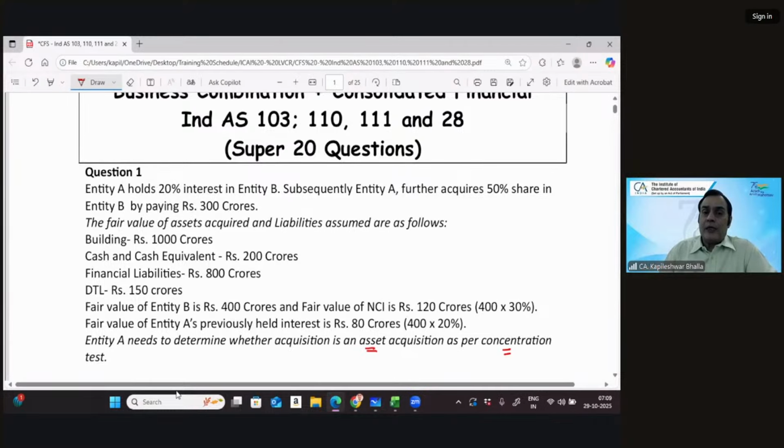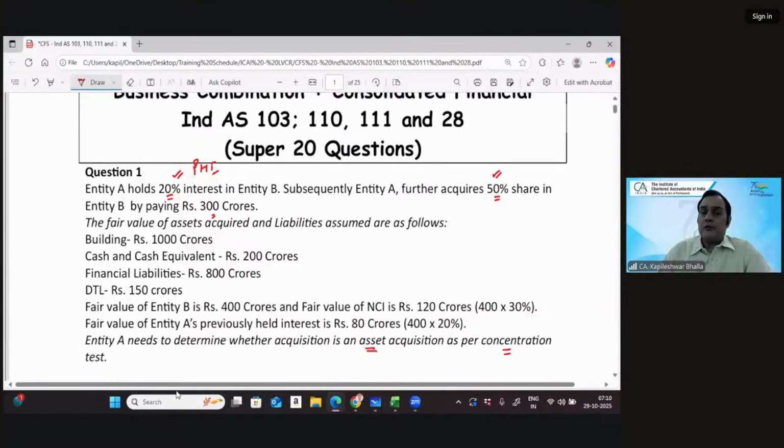It says entity A has a 20% interest in entity B. Subsequently, it further acquires a 50% share in entity B. One thing is very clear: if you've got a 20% interest, initially you had significant influence. And when you acquired another 50%, then 20 plus 50 makes it a case of control. You would also recall that this 20% is called PHI, the previously held interest. And you've acquired another 50% stake, to the extent of 300 crores.